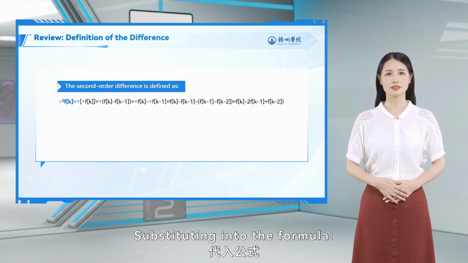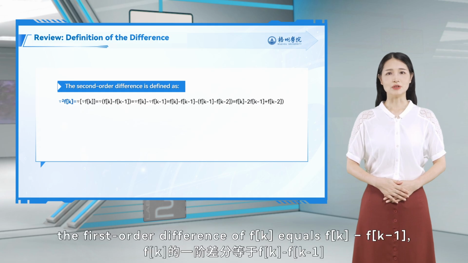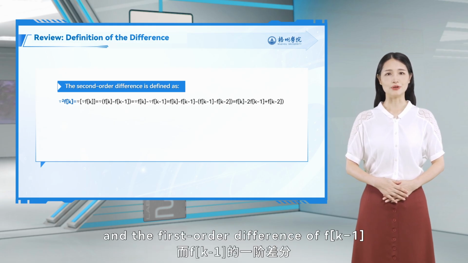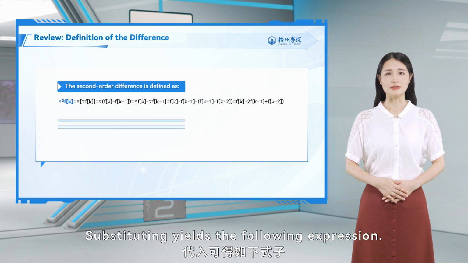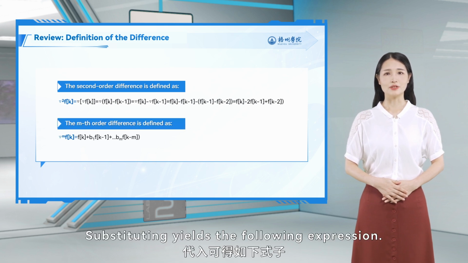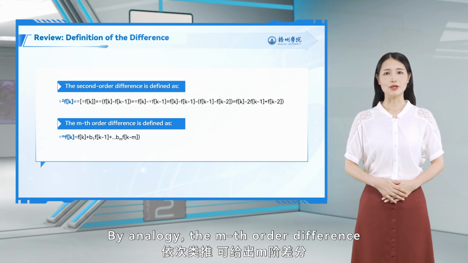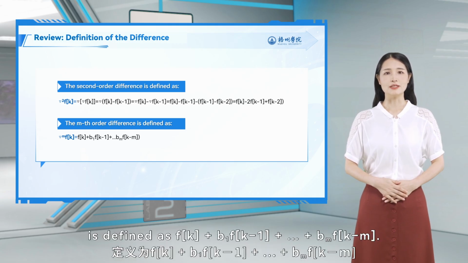Once more, substituting into the formula, the first order difference of f of k equals f of k minus f of k minus 1, and the first order difference of f of k minus 1 equals f of k minus 1 minus f of k minus 2. Substituting yields the following expression. By analogy, the mth order difference is defined as f of k plus b1 f of k minus 1 up to bm f of k minus m.